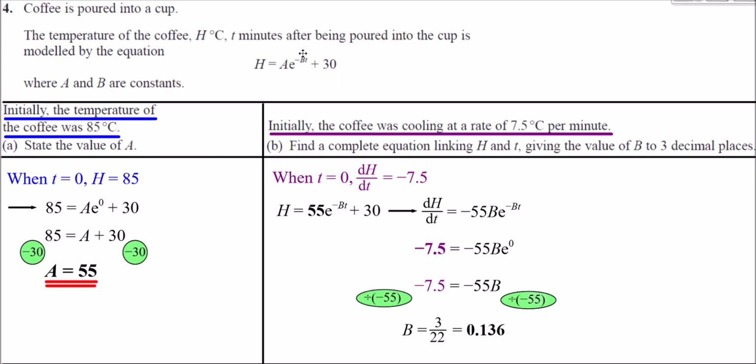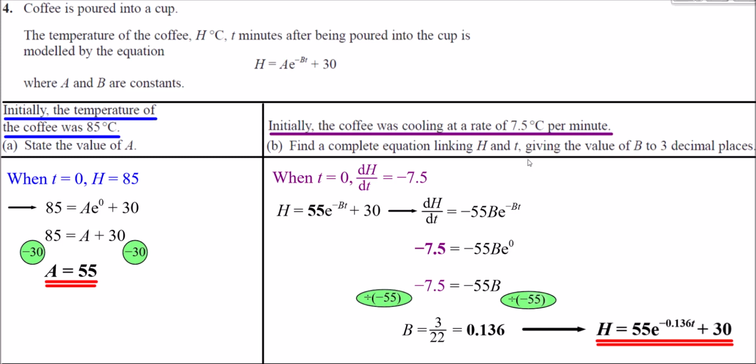Well, this is the equation. Now we know a and b. If we just input a and b into this, we've done the entire question. We've already substituted in a as 55, so to finish off, if we just substitute in that b is 0.136, our final answer is h equals 55 e to the minus 0.136t plus 30.